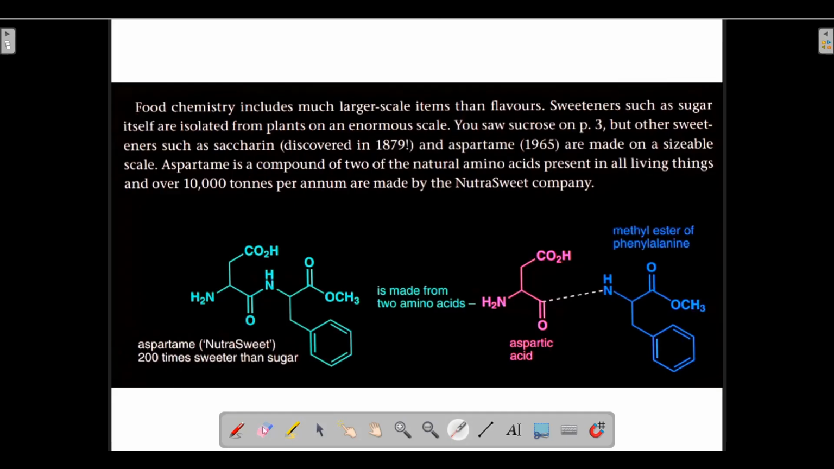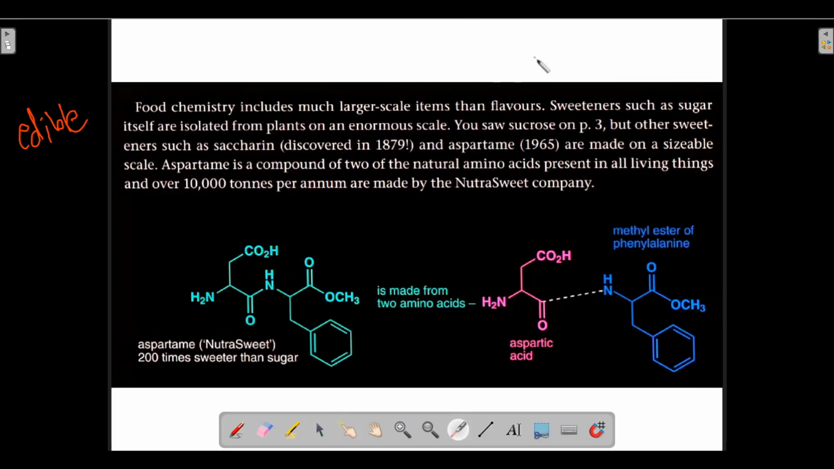Eatables, edible items. What is food chemistry? It deals with edible items, artificial and natural edible items. That is what food chemistry is. So it includes much larger scale items as compared to flavors.